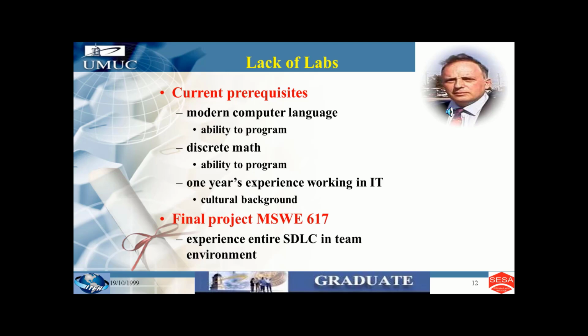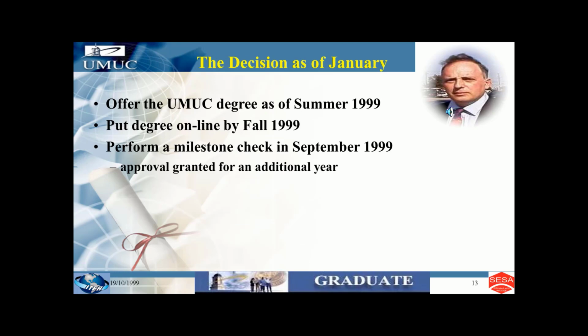The students would experience the entire system and software development lifecycle in a team and take a project from conception through to implementation. So back last January, we put the analysis and recommendations to the Graduate Council of University of Maryland University College, and the Council decided to offer the UMUC only degree on a trial basis as of the summer of 1999, and to put the degree online starting with a full semester in 1999, and at the same time to do a sanity or milestone check on the degree in September 1999.